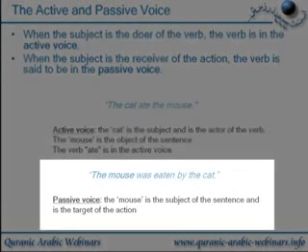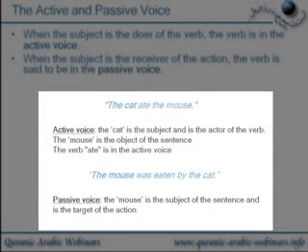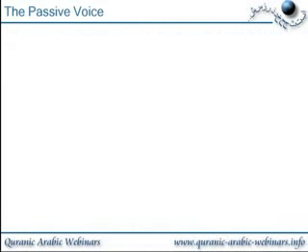Then we're going to swap this around. The mouse was eaten by the cat. So this is called the passive voice, because the mouse is the subject of the sentence but is the target of the action. So in the active voice, the subject is doing the action, and normally in the passive voice, the subject is receiving the action. And that active voice and passive voice is really applied to the verb, the term.